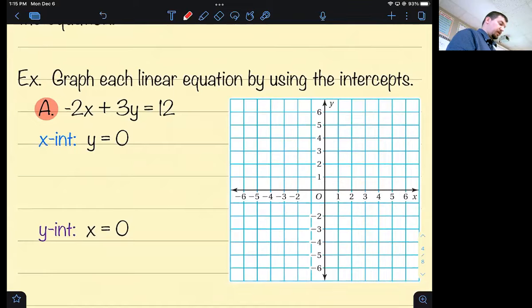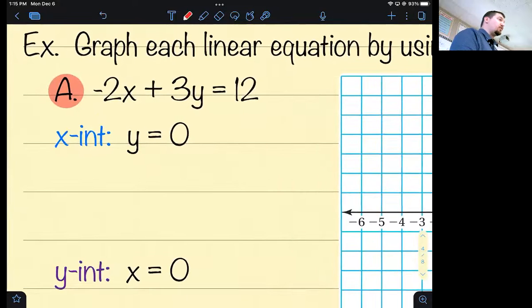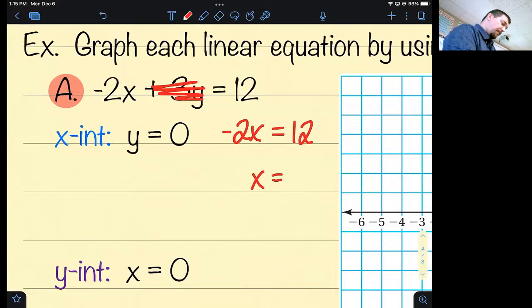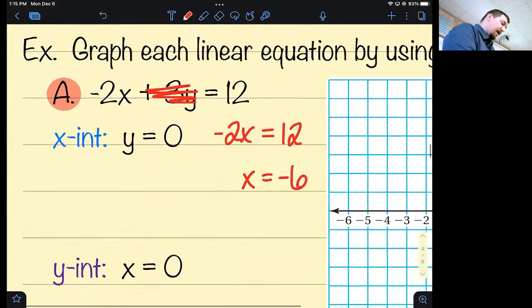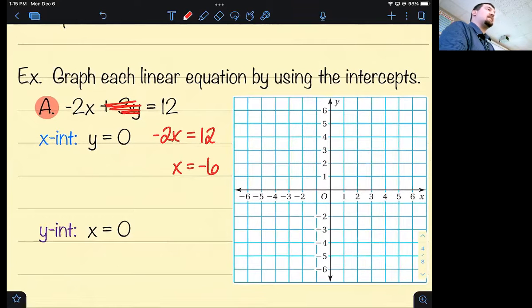Okay, so this is what your homework should look like. They're going to give you an equation. You're going to plug in 0 for y. If you do that, that goes away, and you're left with -2x equals 12. If -2x equals 12, what's x equal to? Xander? -6. So I know that when y is 0, x is -6. So I'm going to graph the point (-6, 0), which is right here on the x-axis because it's the x-intercept.